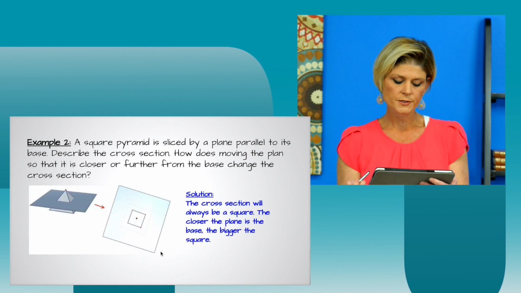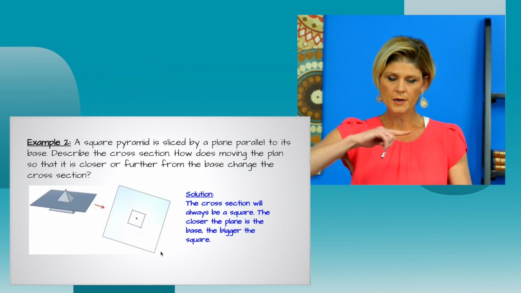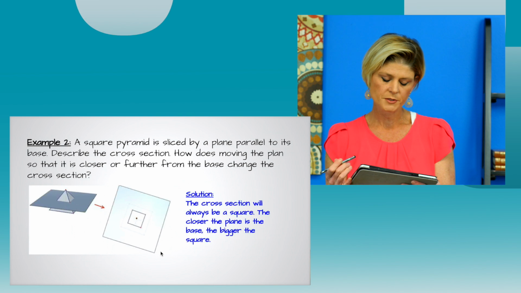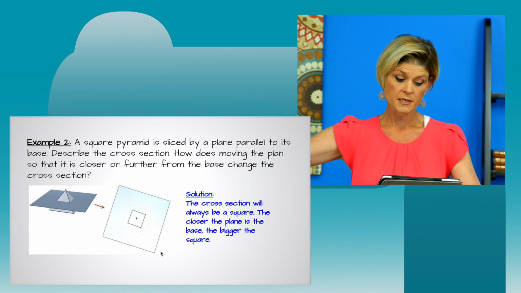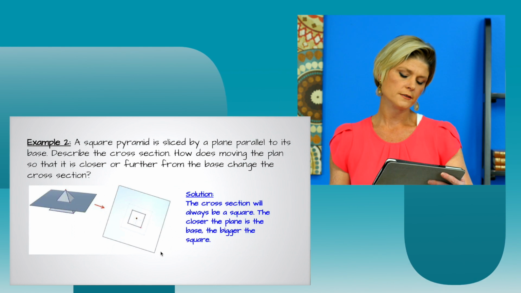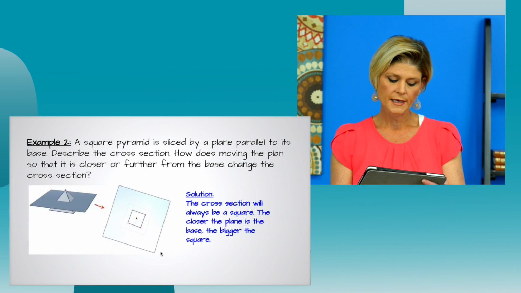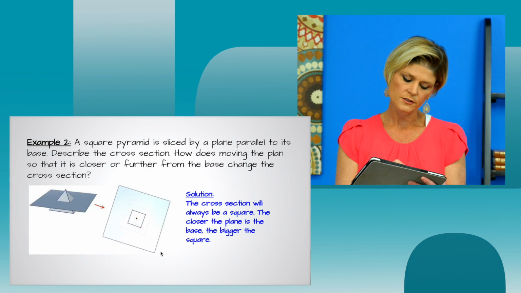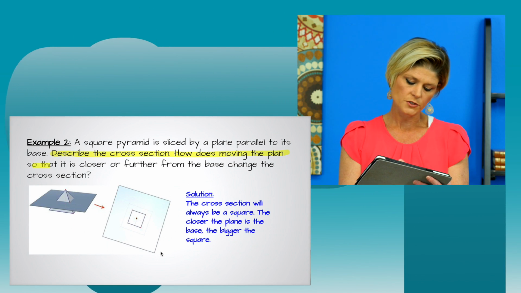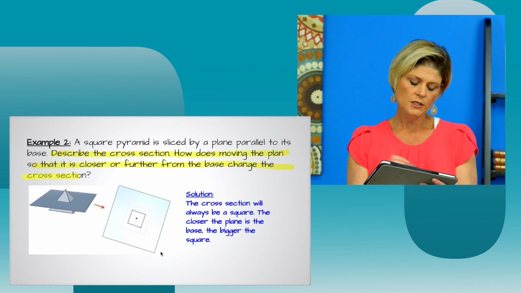Example 2: a square pyramid, square on the bottom, a square base, and it's a pyramid like we've been talking about, is sliced by a plane parallel to its base. You need to describe the cross-section. How does moving the plane so it is closer or further from the base change the cross-section?